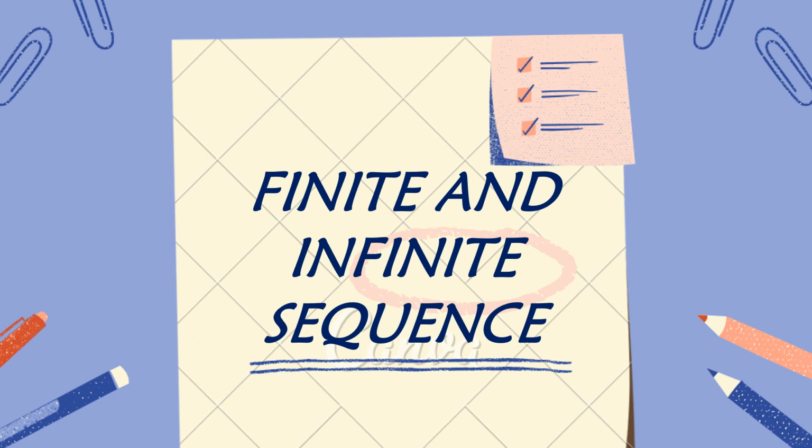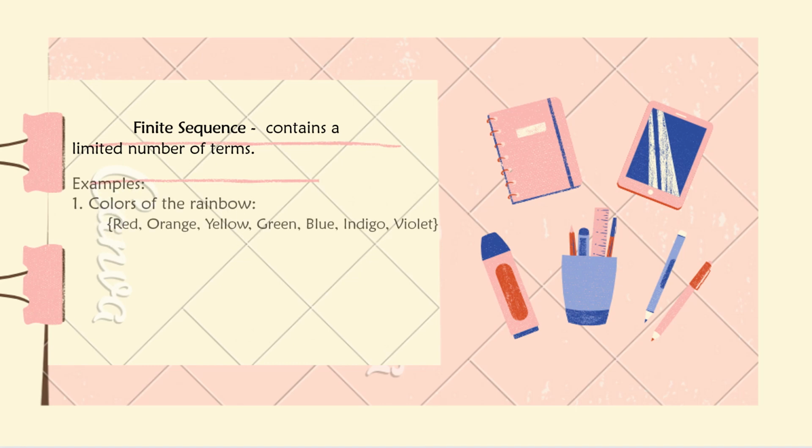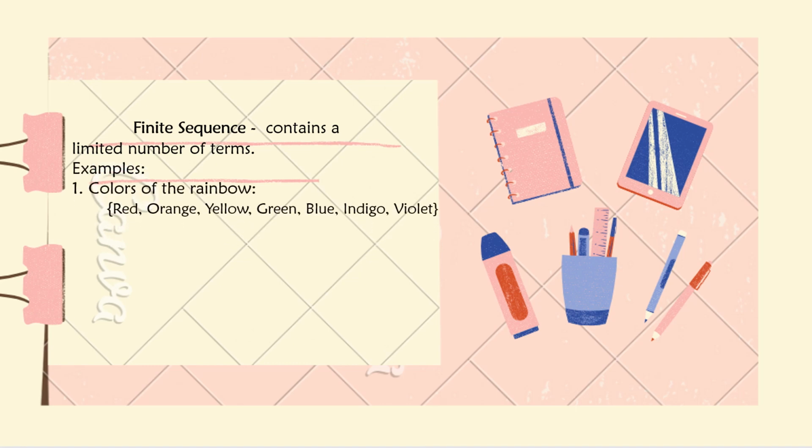We can describe a sequence as finite or infinite. So let us define what is a finite sequence. It contains a limited number of terms. For example, the colors of the rainbow. We have red, orange, yellow, green, blue, indigo, and violet.